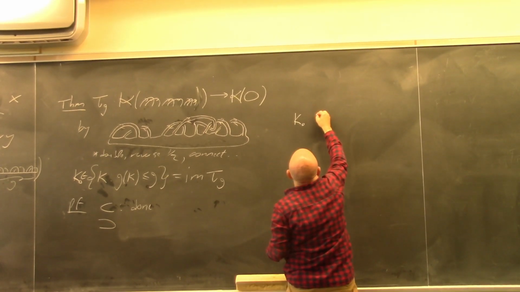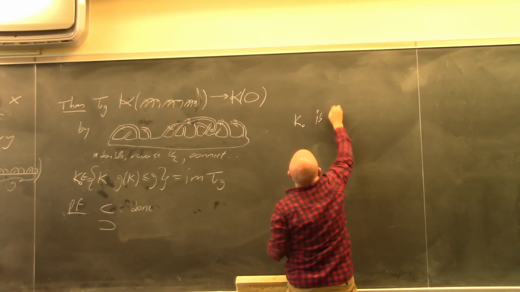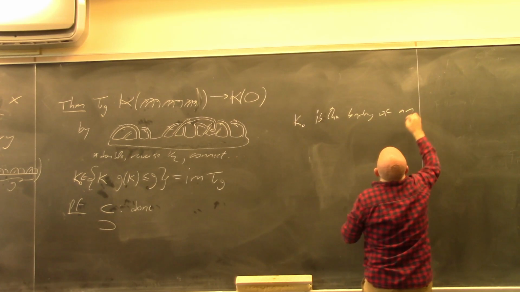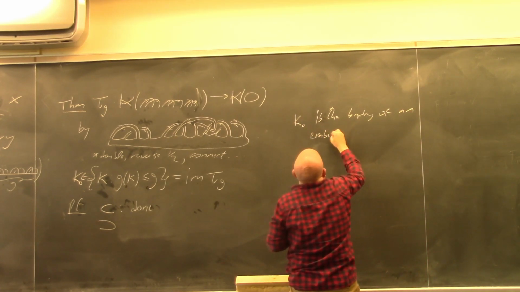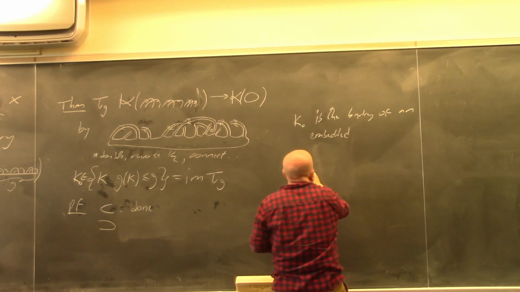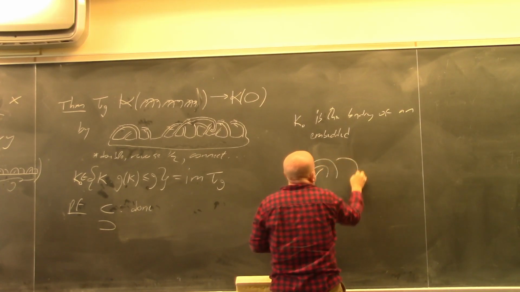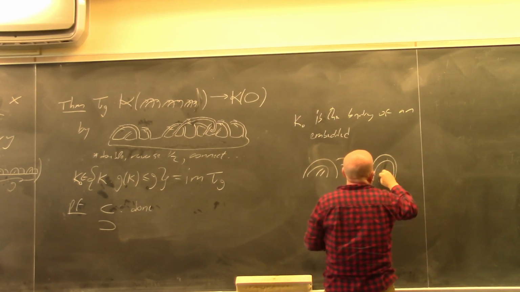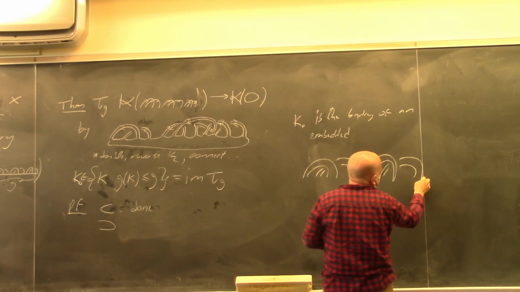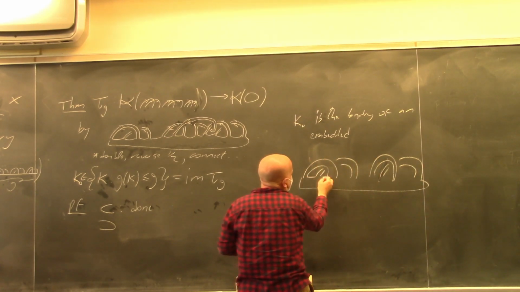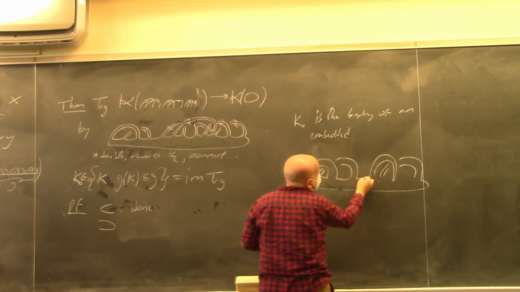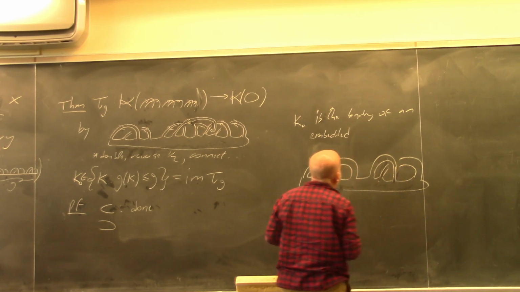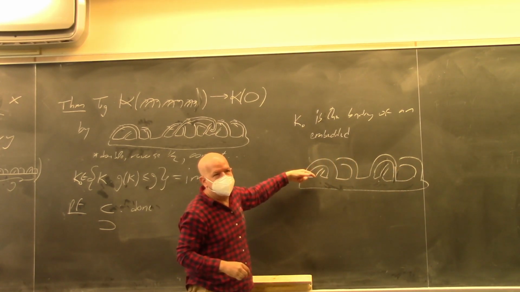is the boundary of an embedded picture like this. Sorry, I'll do it only with g equals 2 for the picture, because it takes less time to write. So it's the boundary of an embedding like this. Okay? An embedding of a surface like this.